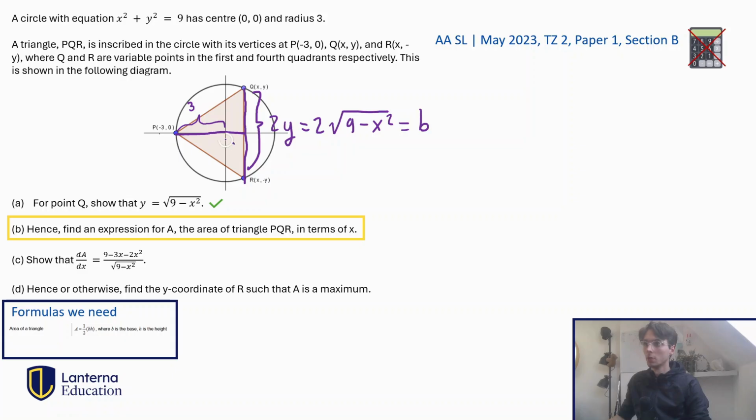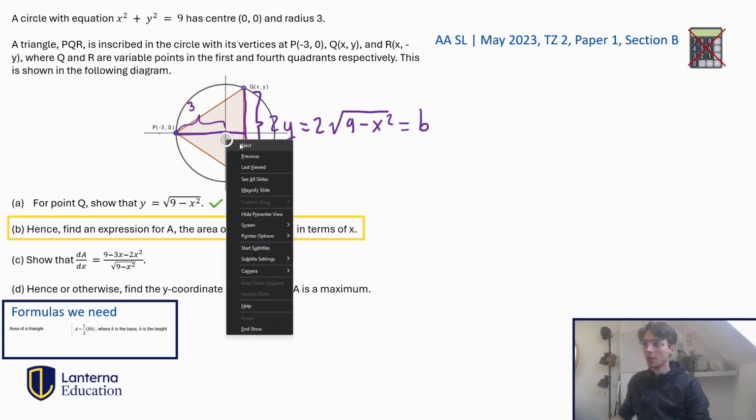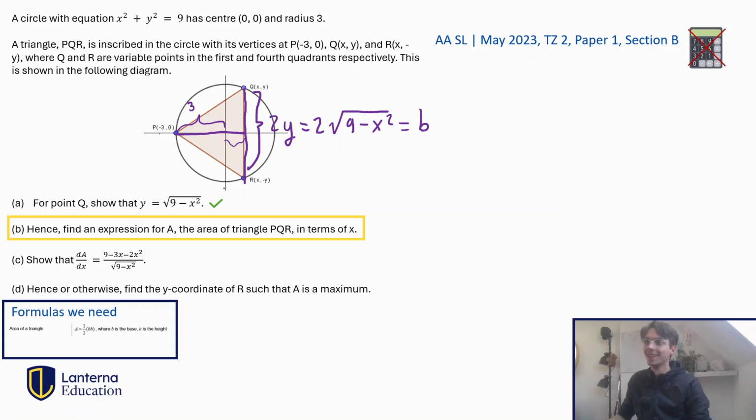And then from here to here, that would just be x, right? So going from the 0, I'm going x out. So the height, what is the height then? Well, the height would be 3 plus x, okay? So then the area, well, that was what we wanted, right? So then the area would be 1/2 of the base, so that would be 2 square root 9 minus x squared, times the height, 3 plus x.